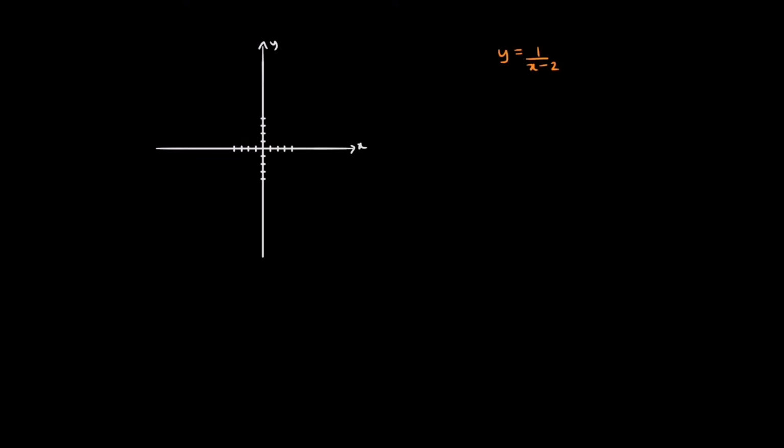So let's try modifying our equation a bit. And here we have y equals 1 by x minus 2. Now, we know that our denominator cannot be equal to 0, so x cannot be equal to 2. So we've established that for x equals 2, we will not have any values of y. So x equals 2 is our vertical asymptote.